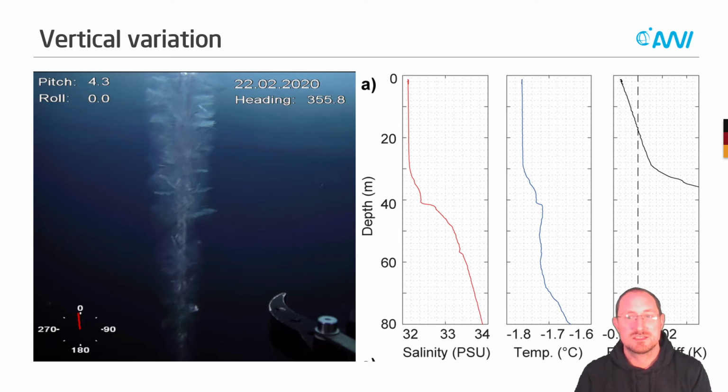We also see that the degree of supercooling is strongest at the surface and linearly decreases with depth. This corresponds quite nicely with observations of platelet ice growth along ropes and chains, which also have a wedge shape following this profile.